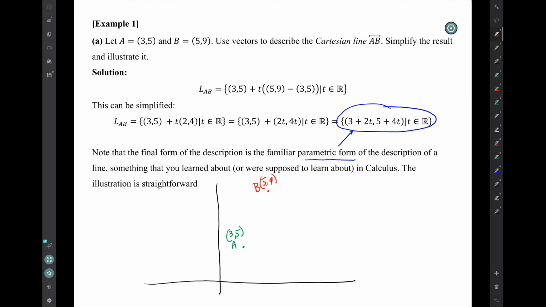So there are our points. The line they lie on we could draw as a black thing. And vector B minus A we could draw as a blue thing. Vector B minus A starts at A and ends at B. Vector A starts at the origin and ends at A.